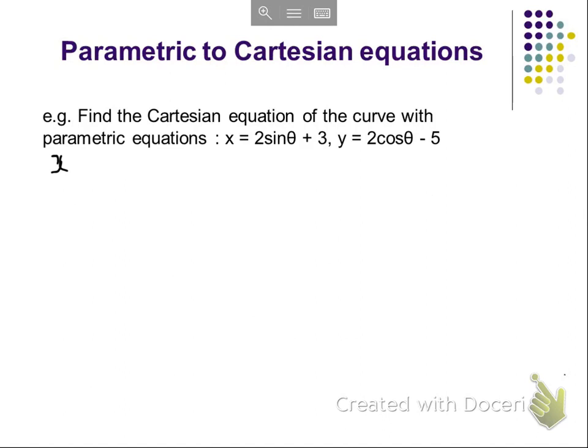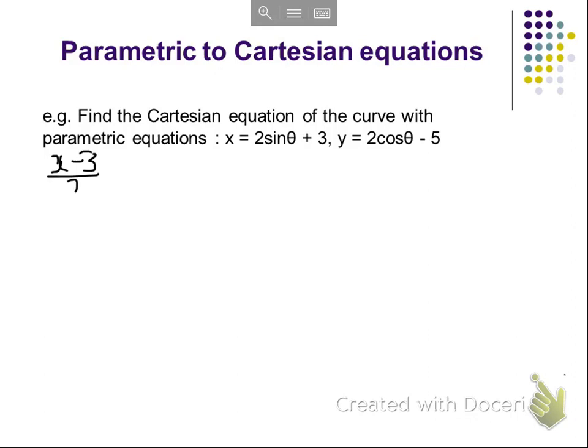This second example is slightly more complicated in that we've got sine theta and cos theta in each of our parametric equations. But we do know an identity linking sine theta and cos theta: sine squared theta plus cos squared theta equals 1. So we need to use this and try and link our parametric equations with this identity in mind.